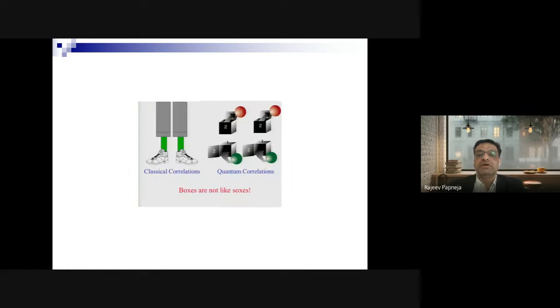So boxes are really not like soxes. We come to that conclusion. With boxes, well, we can win a game, as you see, with the higher probability of success, 85% instead of 75%. Is this really such a big deal? We are talking so much about boxes and soxes and correlation between two qubits and how they are entangled. Is this really such a big deal? Well, in one way, yes, it really is a big deal. And why?